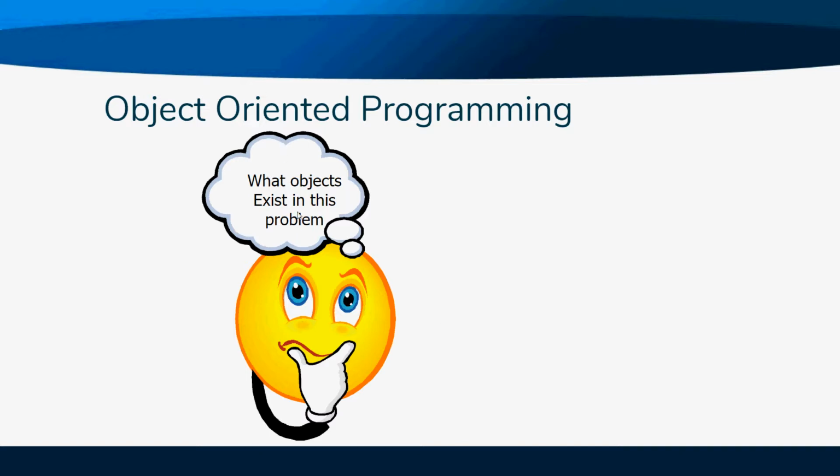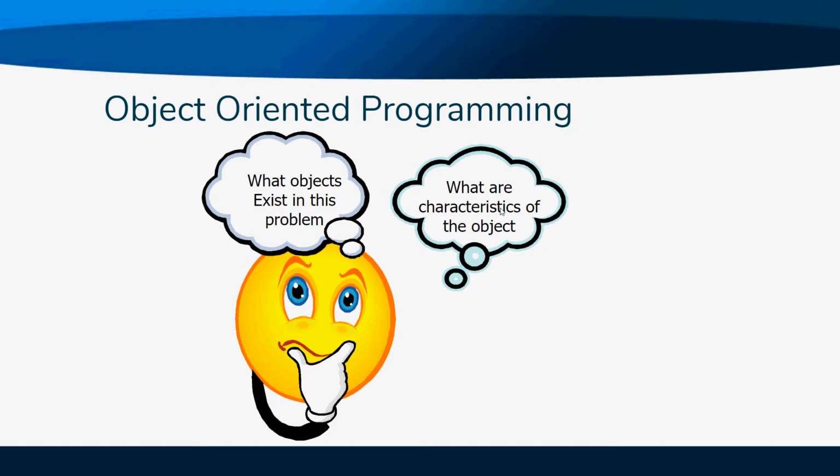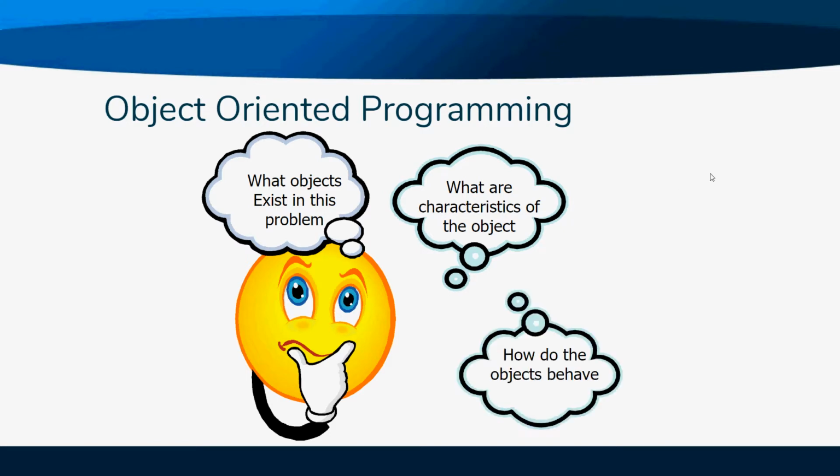Okay, once you think of the objects that exist, you evaluate each object and you figure out what are the characteristics of that object and how do the objects behave. So characteristics of Pac-Man. Let's do a ghost. Characteristics of a ghost. Well, it has different colors. It has a movement. How does it behave? Well, does it chase you? Does it chase after and guard the little spots? Does it run away from you? Those are behaviors that your ghost character might have.